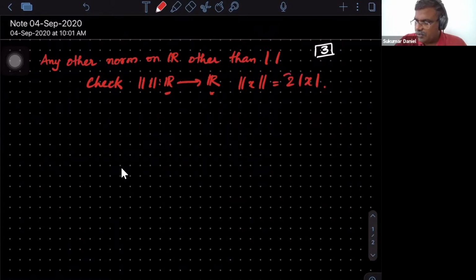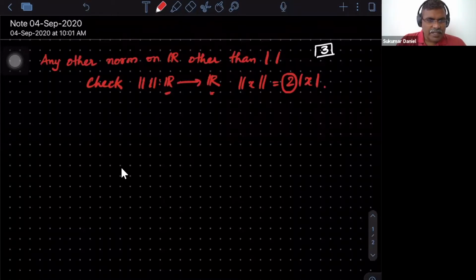There is nothing special about this 2. In fact, one can replace this by any scalar. Of course, we have to take the positive scalar. You cannot take 0. That will be a problem. So you have to take a positive scalar. So you can check that it is a norm.